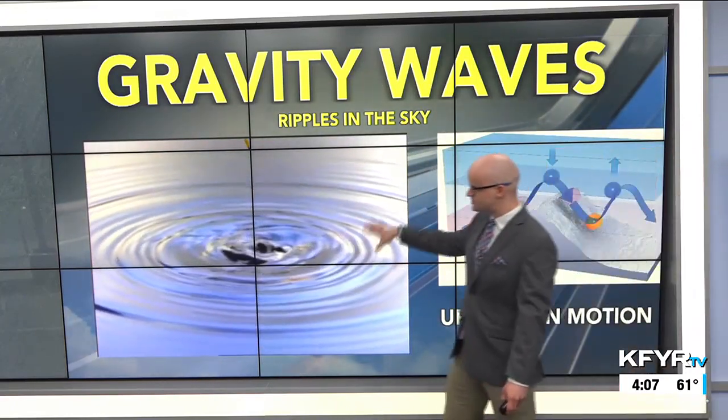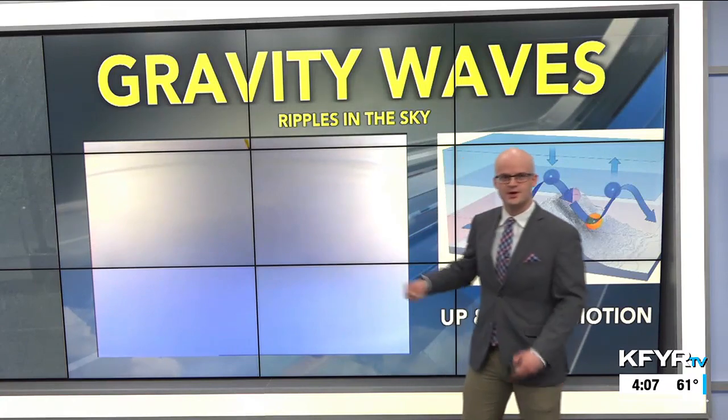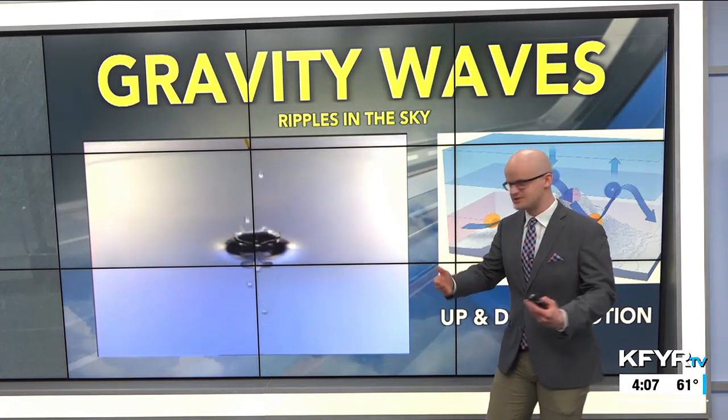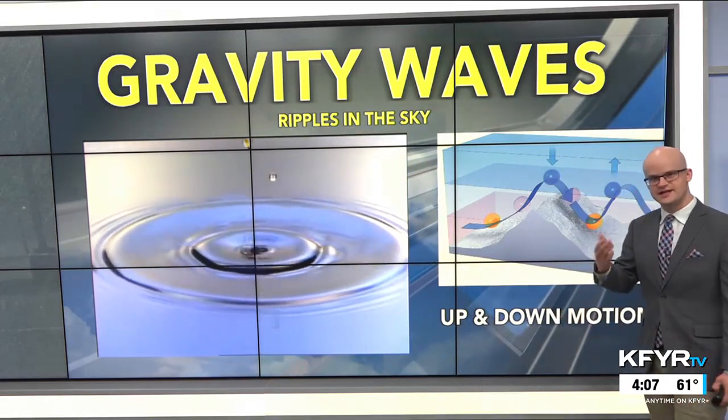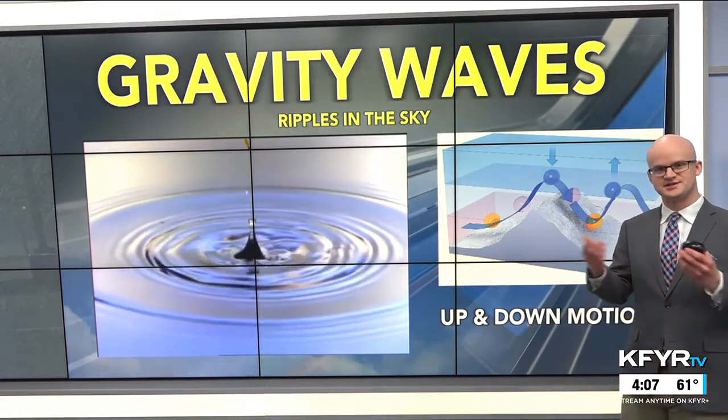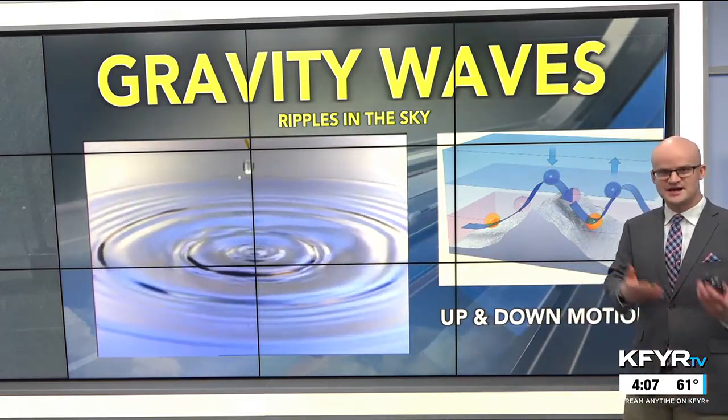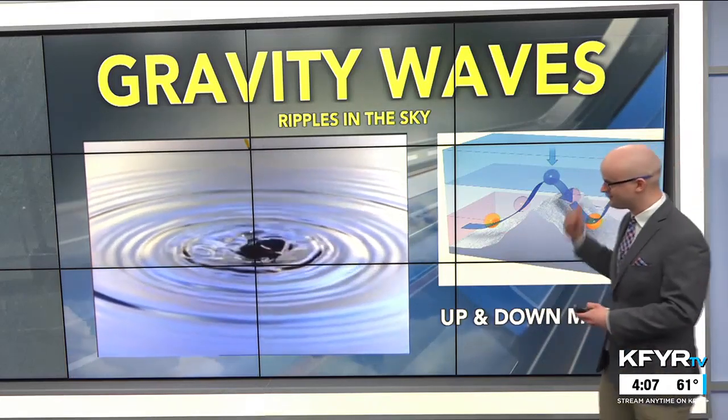But envision a stone dropped in a calm pond of water, and then that creates its ripples out in all directions, that up and down motion. And that's very similar to the atmosphere because the atmosphere is a fluid. Fluid dynamics apply to both water and the atmosphere.